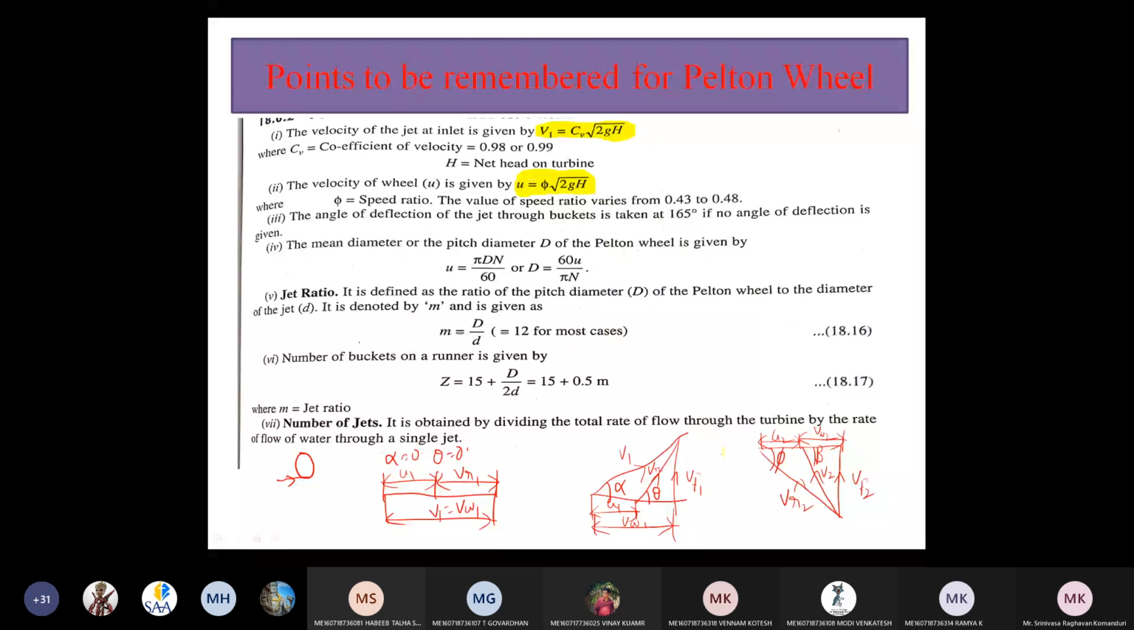So instead of this phi, you can take any other thing. Ku also you can take, like that. Anything you can take, any other notation, if you are having any confusion.